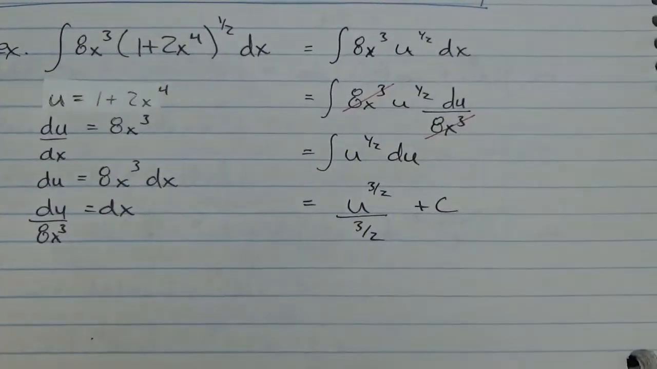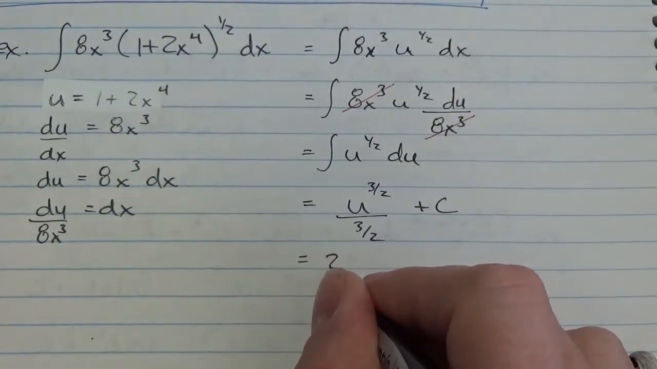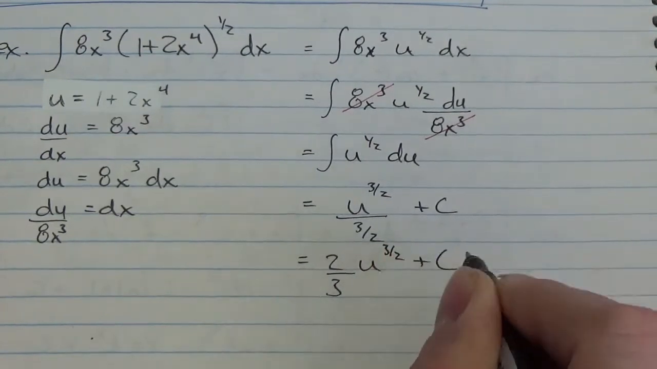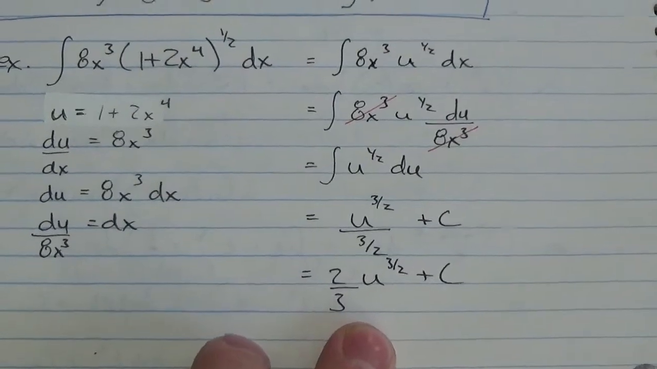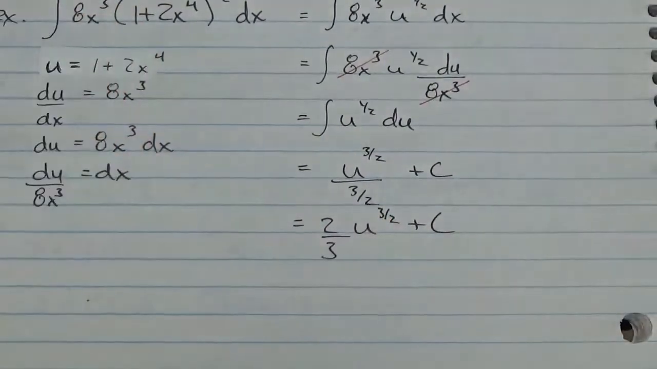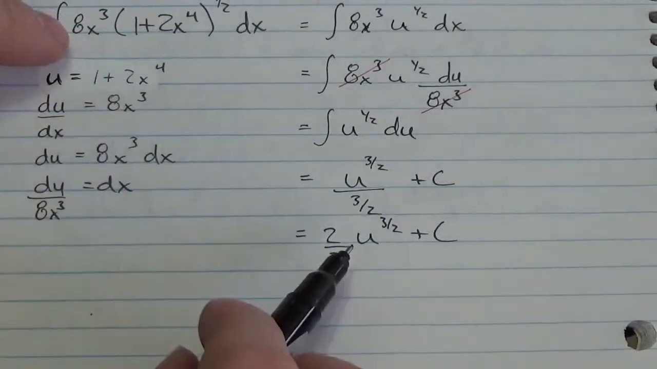Well, now I'm just going to clean this up. First of all, that will be 2/3 u to the 3/2 plus c. And I would think, well, this is great, except I'm not done here, because in this particular problem, the independent variable wasn't u, it was x. So that can't be the final answer. What I've got to do is go back up to here and put that back in.